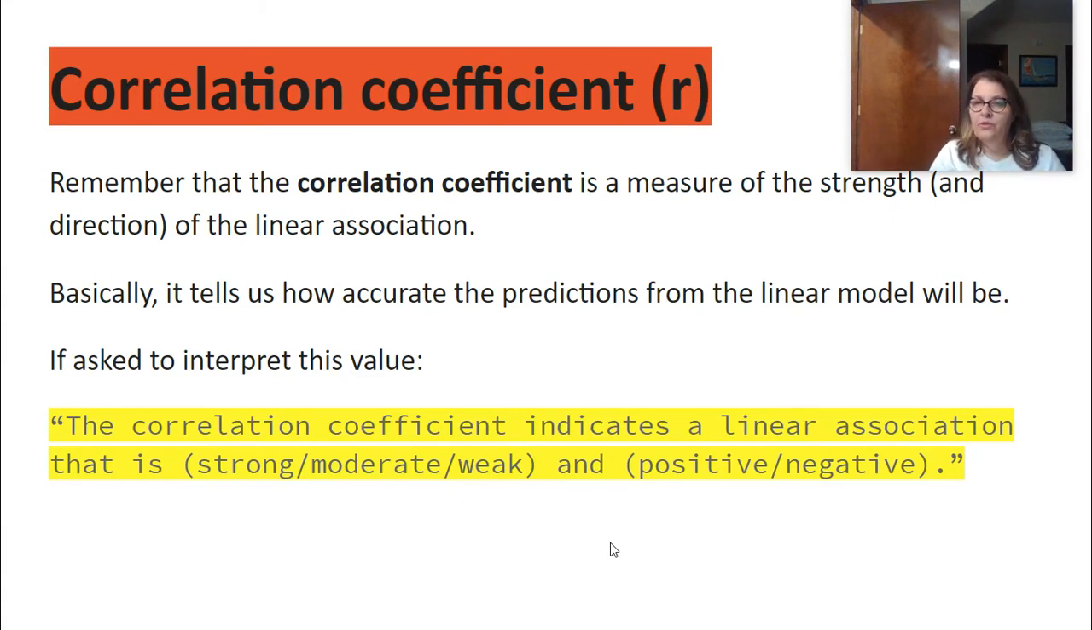And when you say linear association, tell me what it is in context. That is, once again, strength: strong, moderate, weak, and direction: positive or negative.